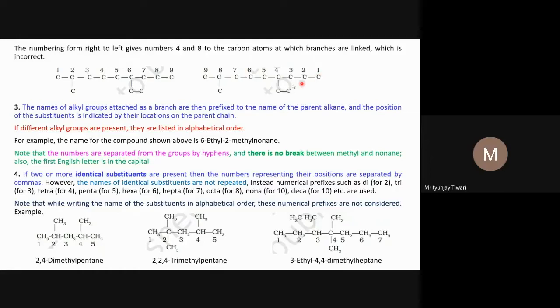So if you do the numbering, what we see is the branching is taking place at the fourth and eighth positions, and in this fashion, branching takes place at the second and sixth positions. So this way of numbering is wrong, and we will follow this one because the branching is at the lowest possible numbers. So now, rule number 3, you should understand this.